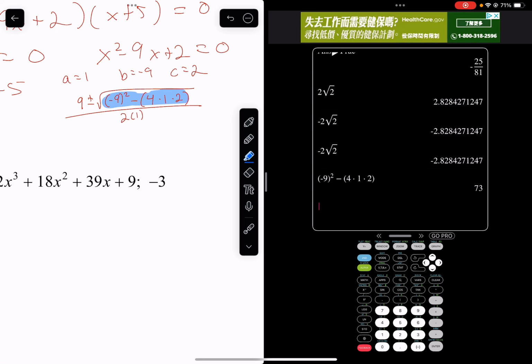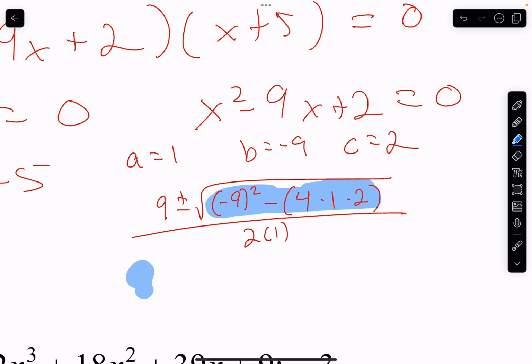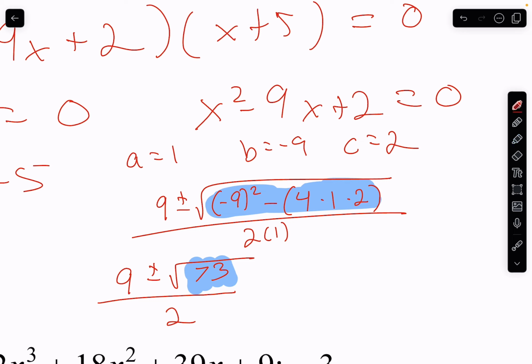We get a 73. So now we have 9 plus or minus the square root of 73 all over 2. Now at this point, you check to see, okay, can I break this radical down? This is where you would try perfect squares. So you would try all the perfect squares less than 73.